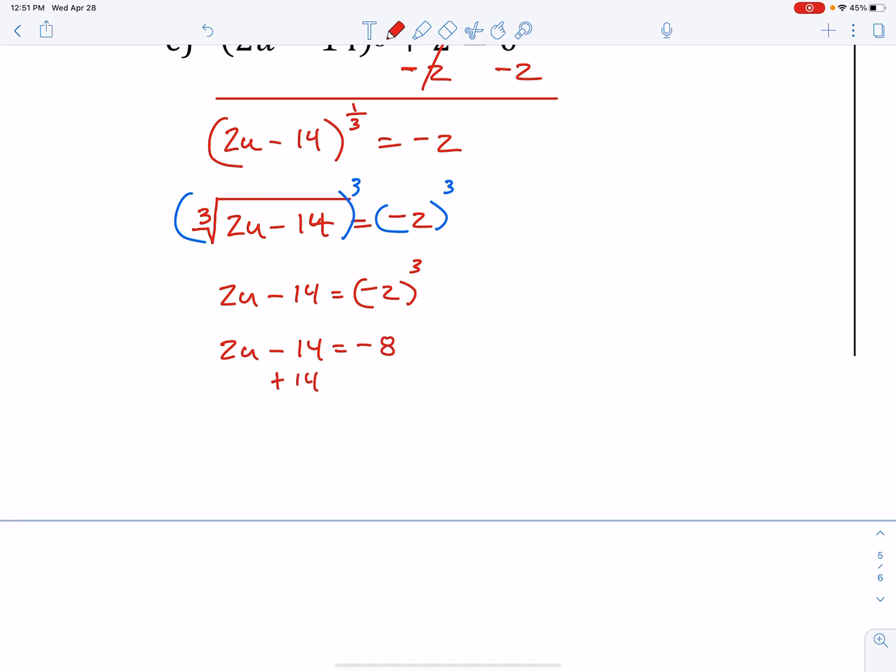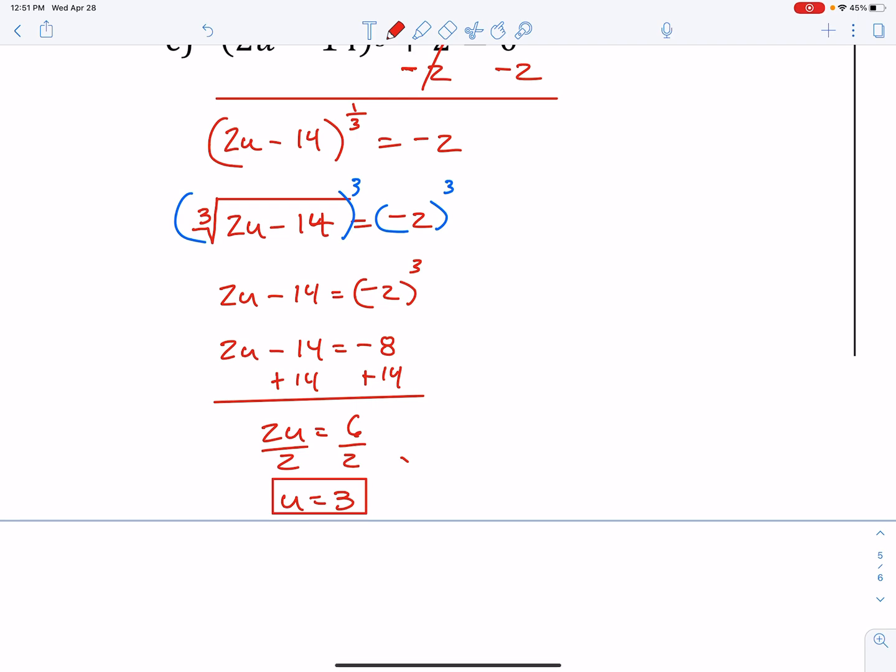Let's add 14 to both sides. 2u equals, what's negative 8 plus 14? 6. Divide by 2, u equals 3.